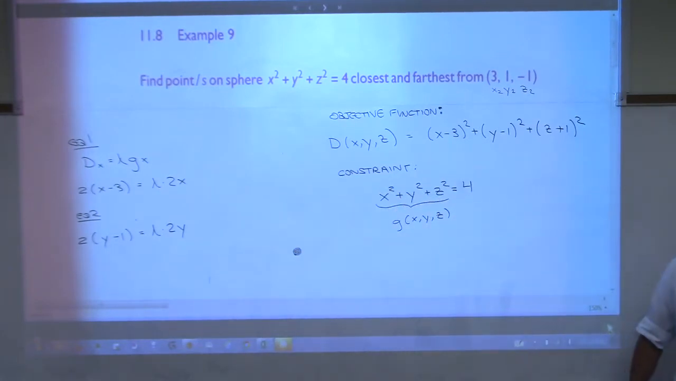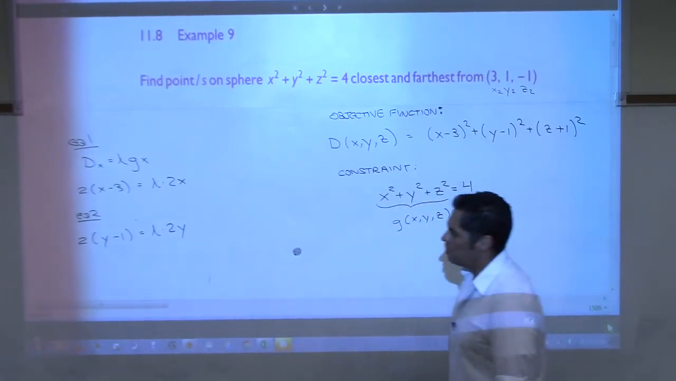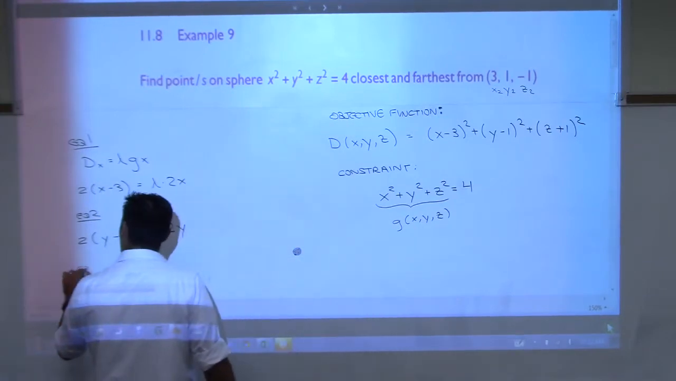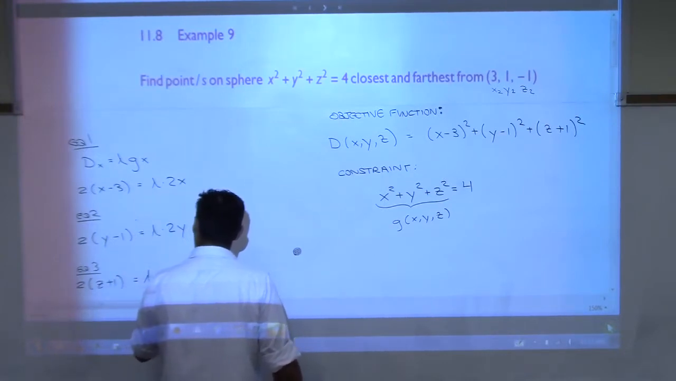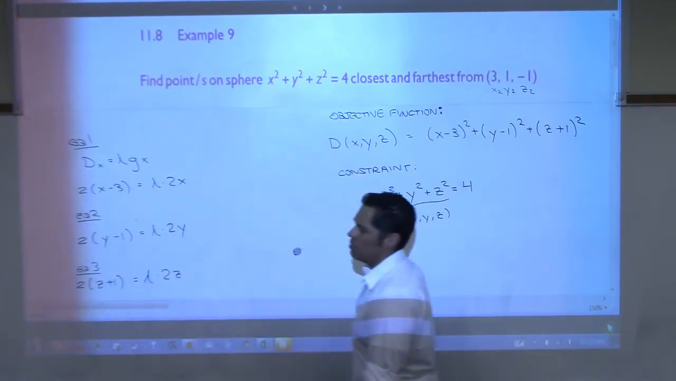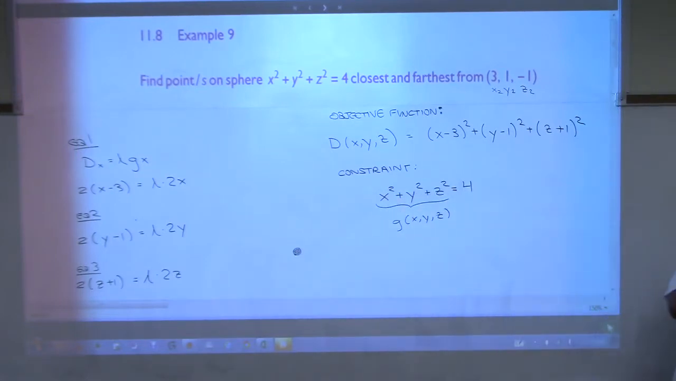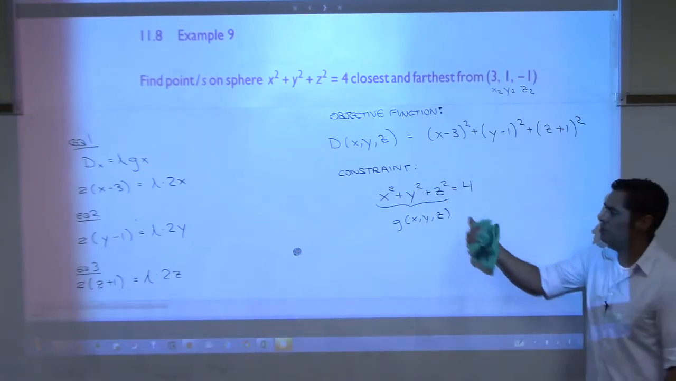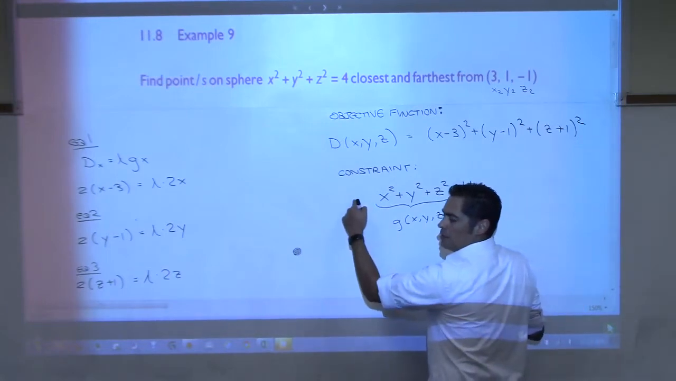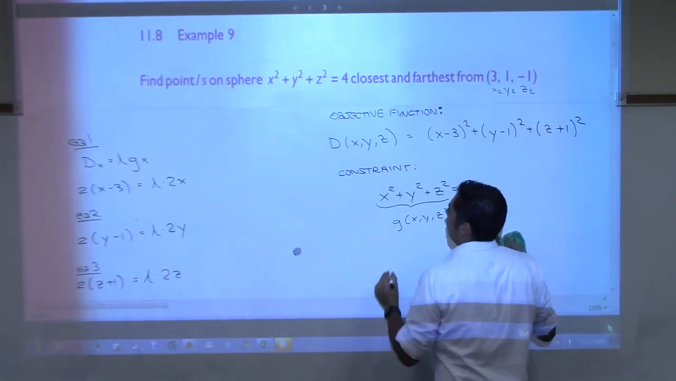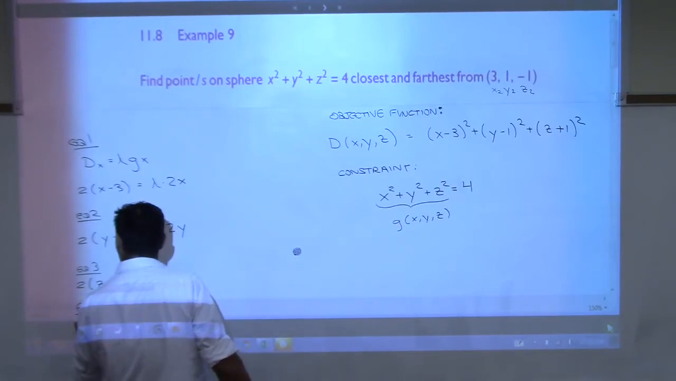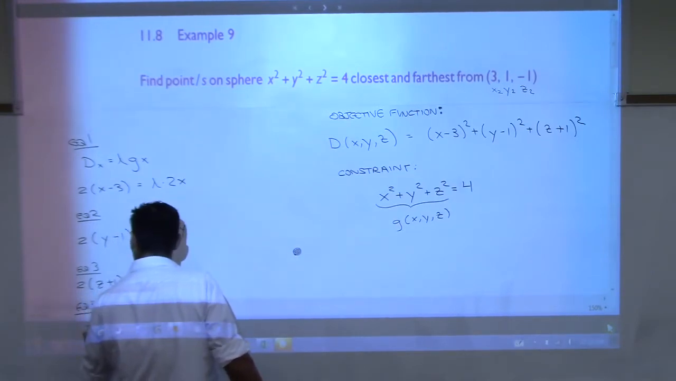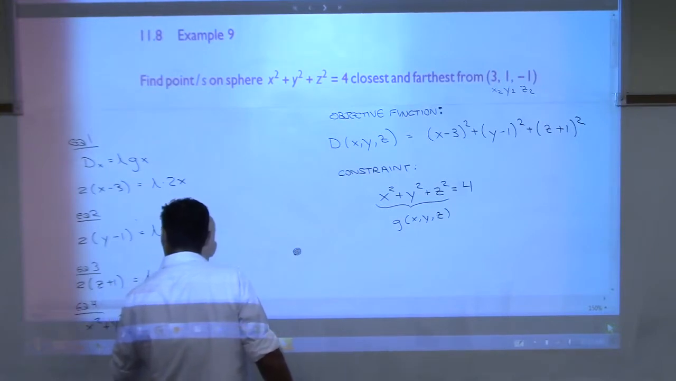Everyone good with that? Third equation, 2z plus 1 equals lambda times 2z. And what's the fourth equation? The constraint is your fourth equation. So just don't forget, this is your fourth one right here. So I'll erase it, but put it here. Equation 4, x squared plus y squared plus z squared is 4.